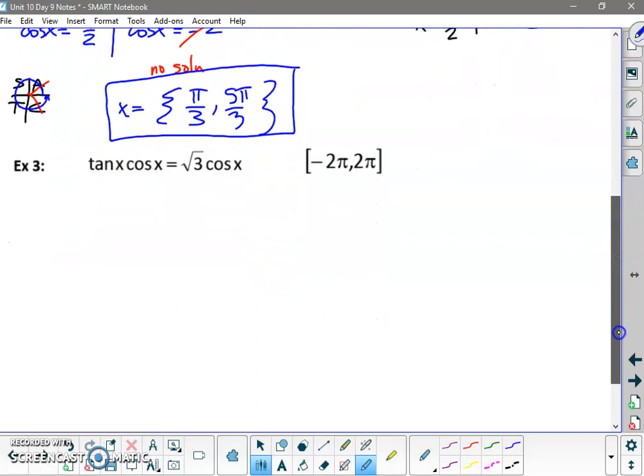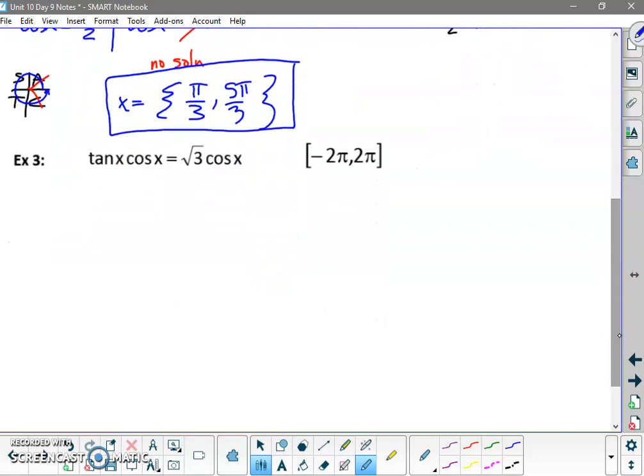Okay, this next one, I see 2 different trig functions. Well, one thing that we cannot do, let me give you an analogous equation over here on the right. This would be something like yx equals square root 3x. One thing you can never do is divide off a variable because you lose a root. So I can't divide both sides by cosine.